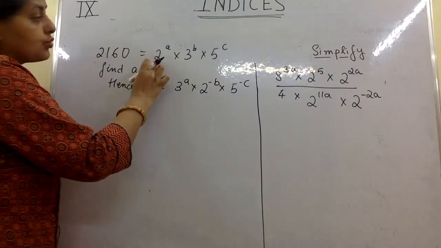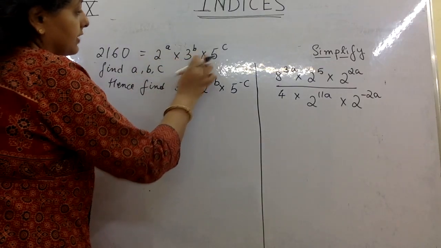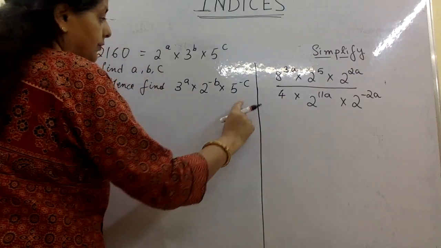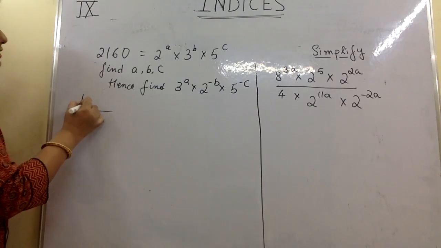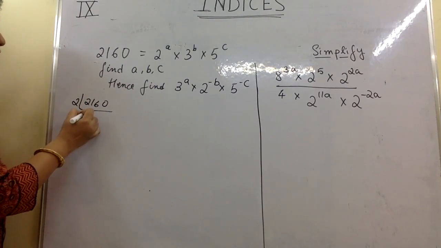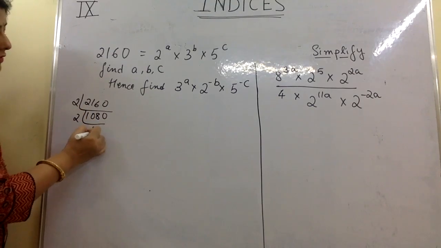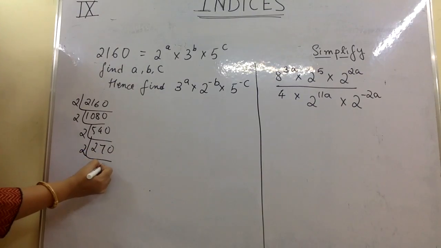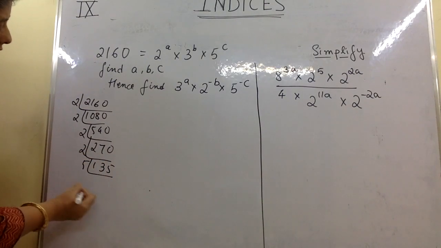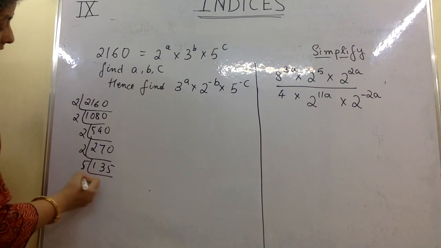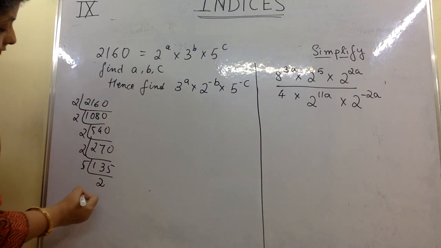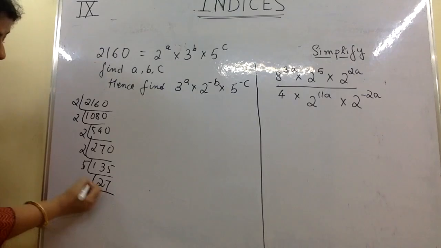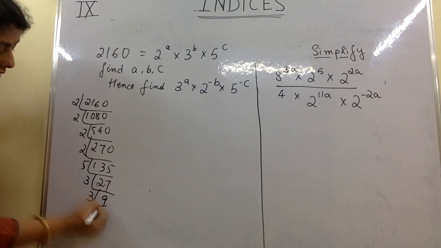Now here is one question again. If 2160 is 2 to the power a into 3 to the power b into 5 to the power c, you have to find a, b, c, and after you get the values of a, b, c, you have to find this value. Okay, so what we do first is 2160, 2. Okay, 1080, 2, 540, 2, 270, 2, 135, 5, 27, then 3, 9, 3 and 3.